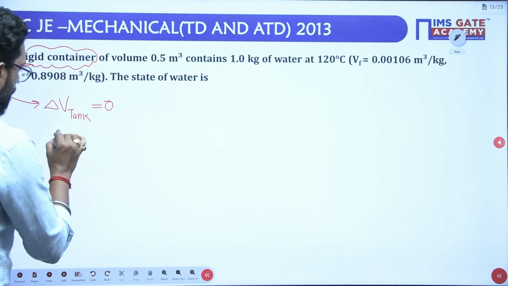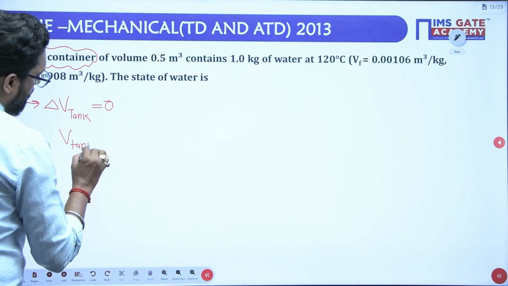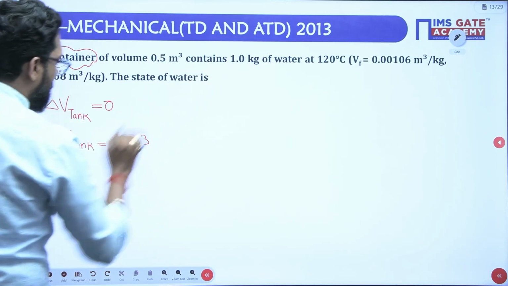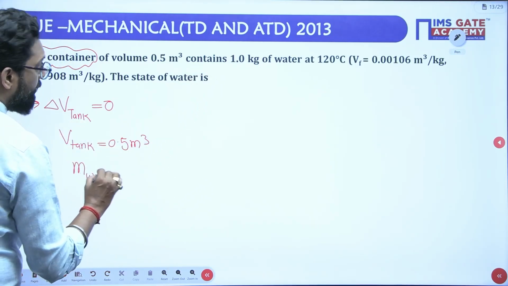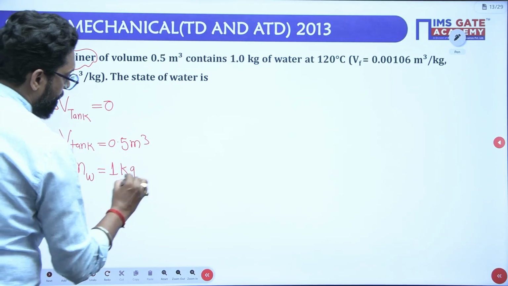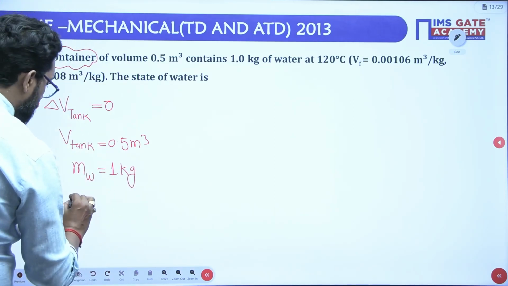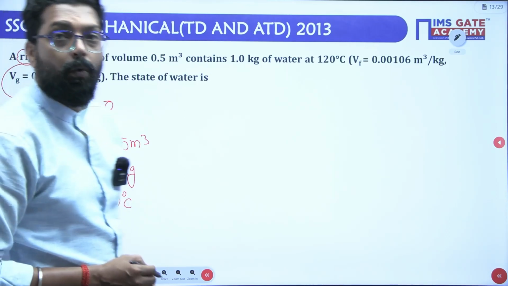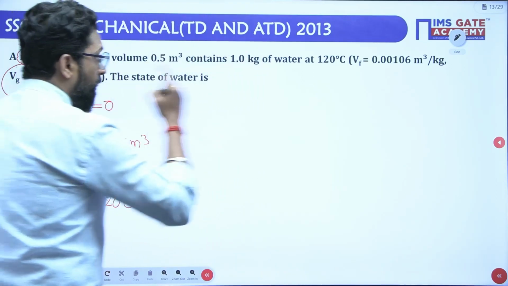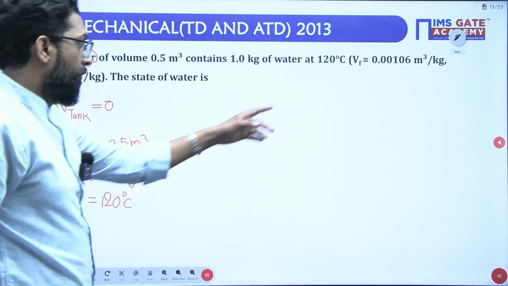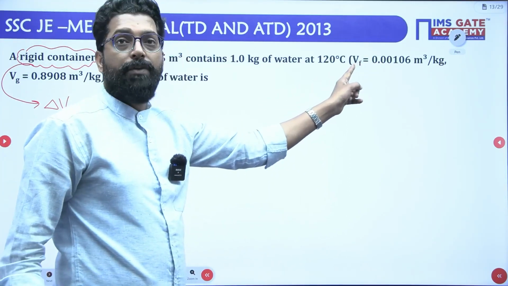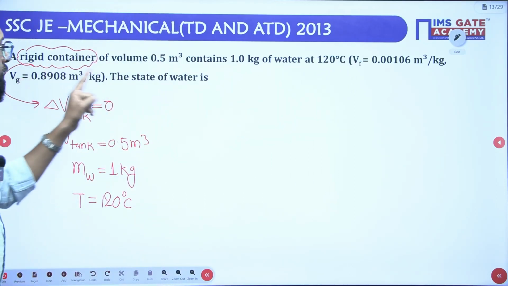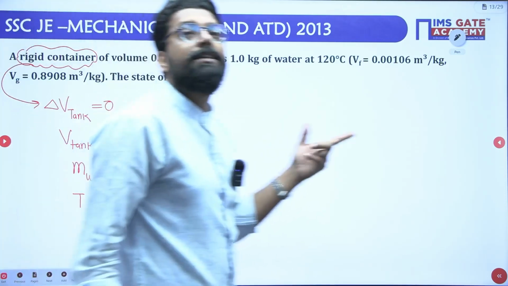And that container, the volume of the tank is how much? 0.5 meter cube. And in this tank, the mass of water is how much? 1 kg. And this water's temperature is 120 degrees centigrade. Water is at 120 degrees centigrade. And this is the specific volume of the saturated liquid, and this is the specific volume of saturated gas. To find the state of the water, you have to calculate the dryness fraction.